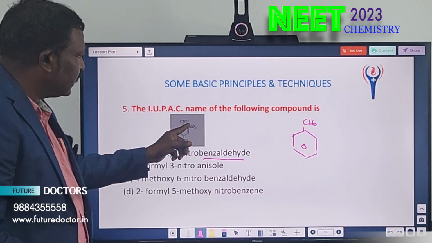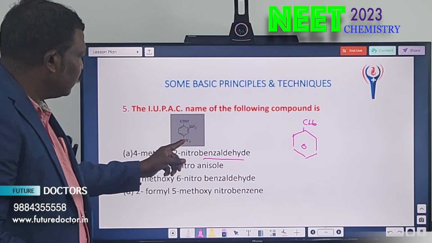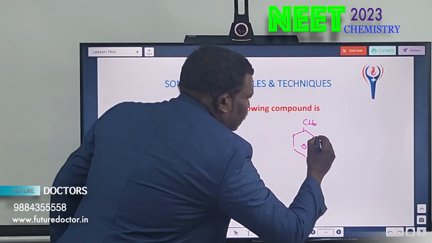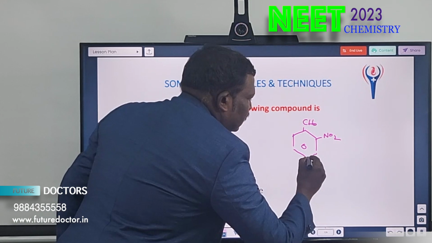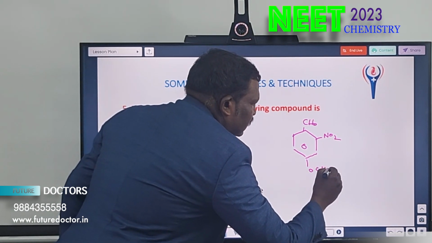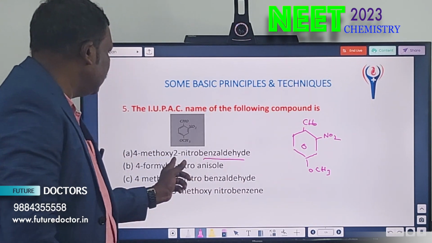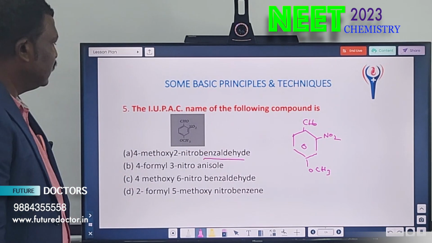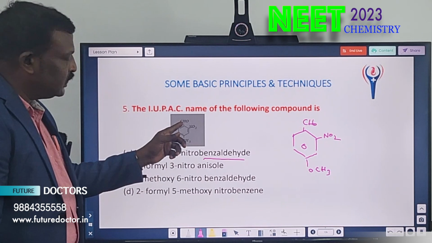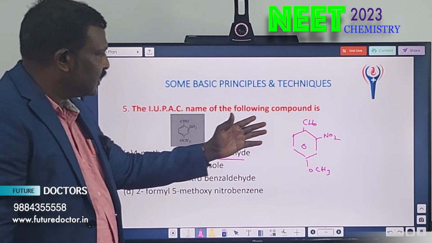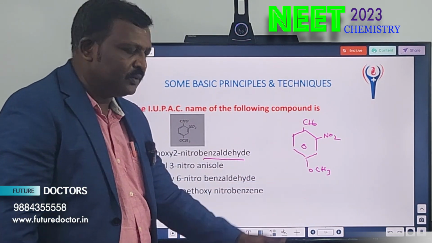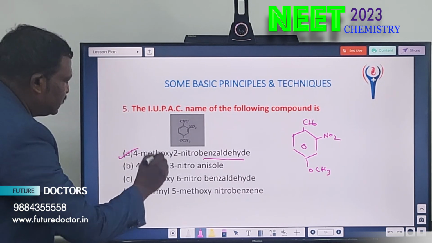After that we can see the position. Now see the NO2 in second position, then methoxy group in fourth position. Okay, so NO2 in second position, methoxy group in fourth position. Understood? So simply you can say 4-methoxy 2-nitrobenzaldehyde. Okay, so among the 3 groups, CHO is the carbon-oriented group. Then only this is considered as a parent compound. Understood? So option A is the correct one.